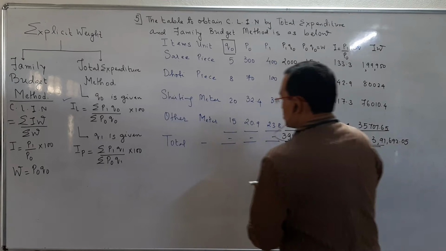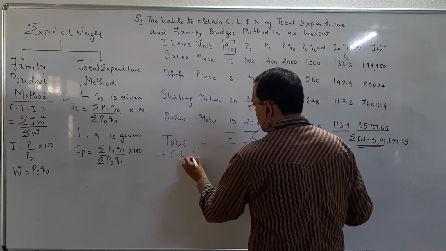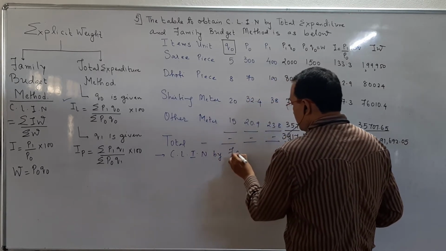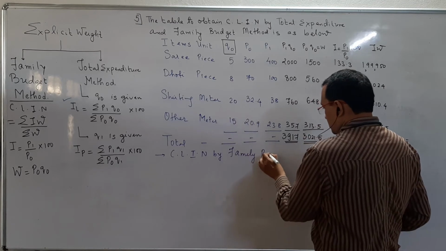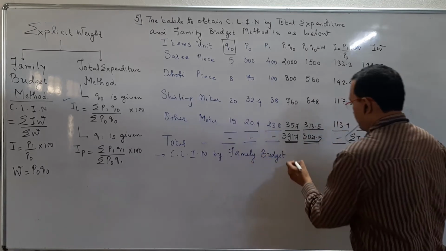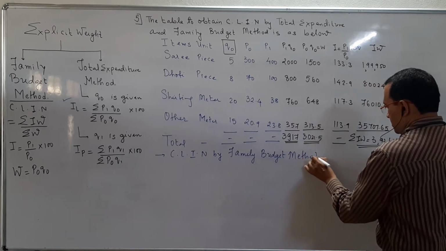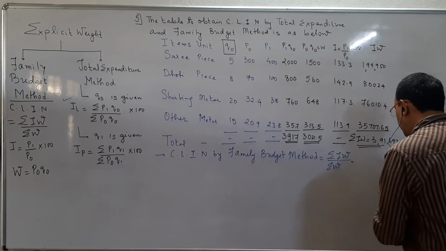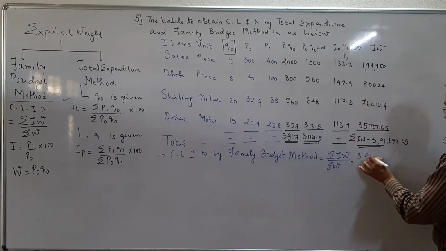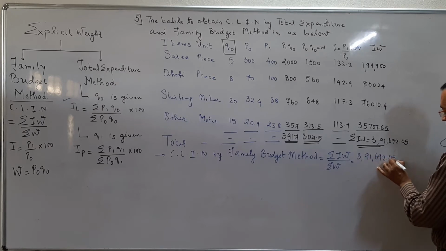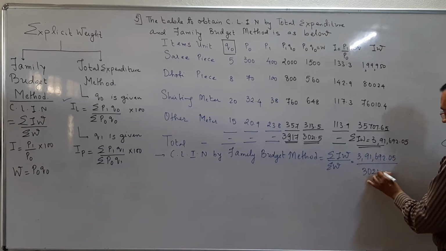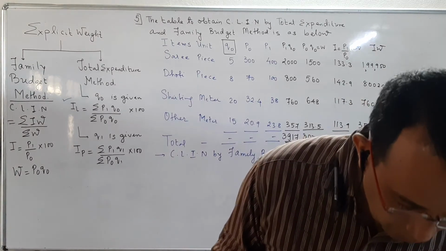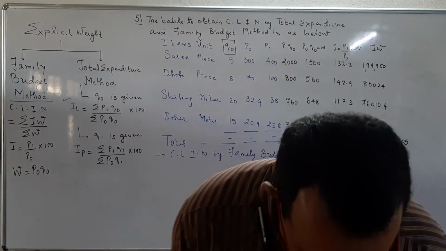Now, cost of living index number by family budget method is nothing but sigma IW upon sigma W. So 3,91,692.05 upon 3021.5. This is equal to 129.64.